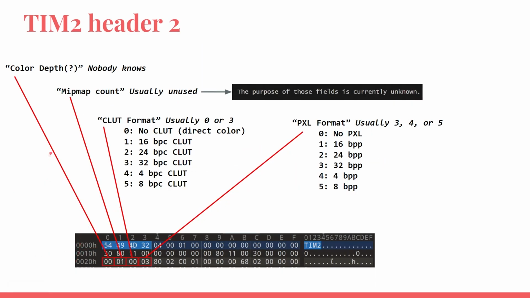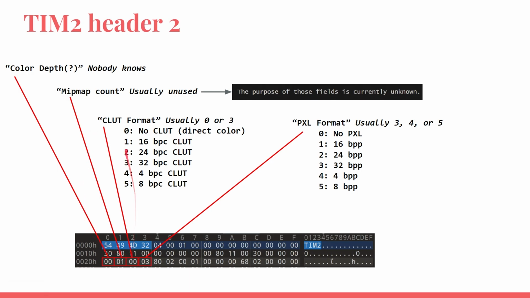After that, we have color depth or something. Nobody really knows what this next byte represents. You can usually ignore it. After that, we have a bitmap count. If you look up what people know about it, they don't know. Nobody knows. It's usually unused, and in my experience, I've never seen it used.